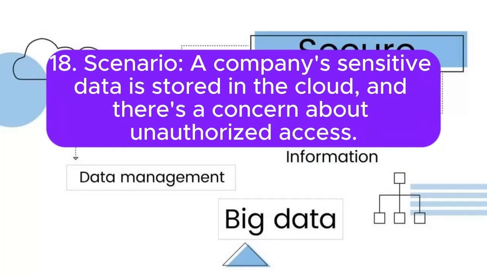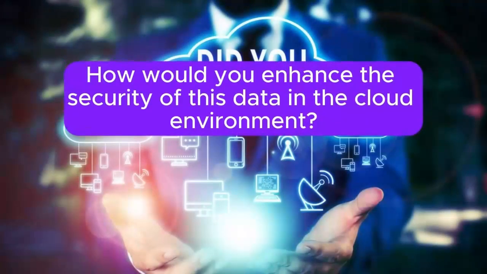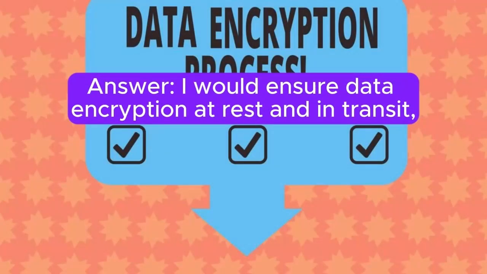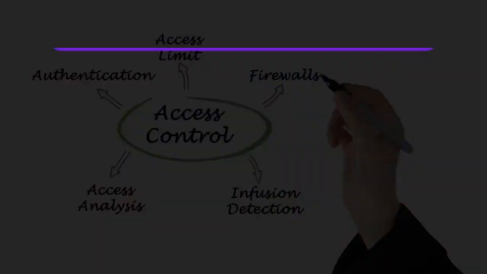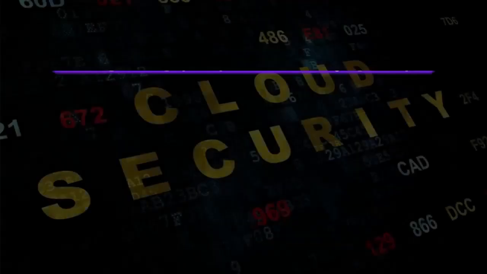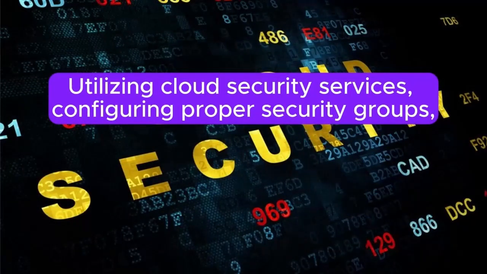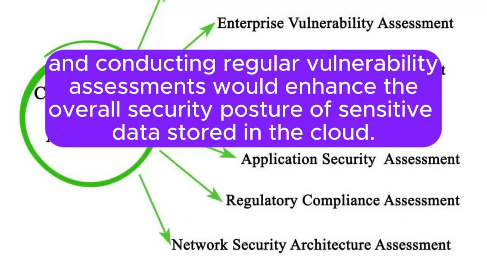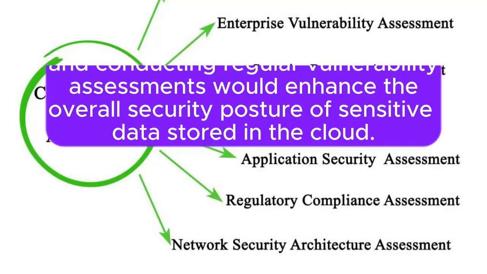18. Scenario: A company's sensitive data is stored in the cloud, and there's a concern about unauthorized access. How would you enhance the security of this data in the cloud environment? Answer: I would ensure data encryption at rest and in transit. Implement access controls and identity management solutions, and regularly audit and monitor access logs. Utilizing cloud security services, configuring proper security groups, and conducting regular vulnerability assessments would enhance the overall security posture of sensitive data stored in the cloud.